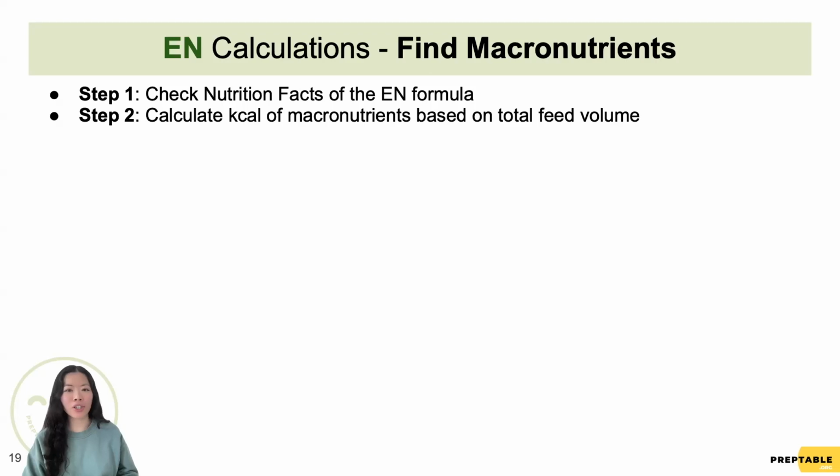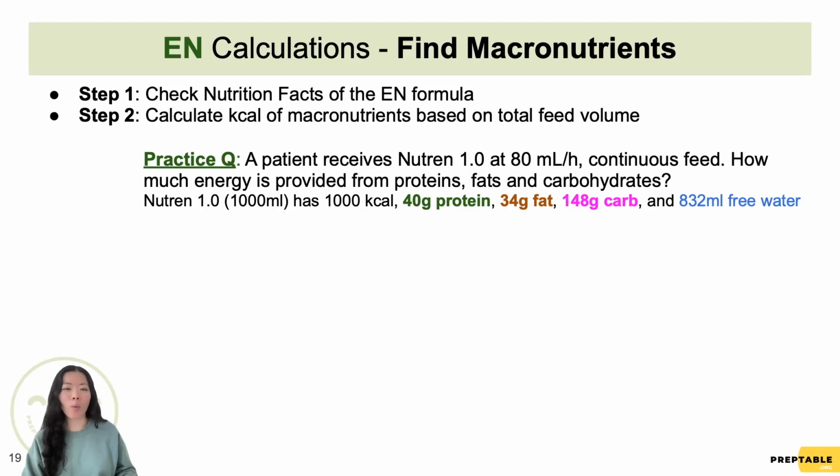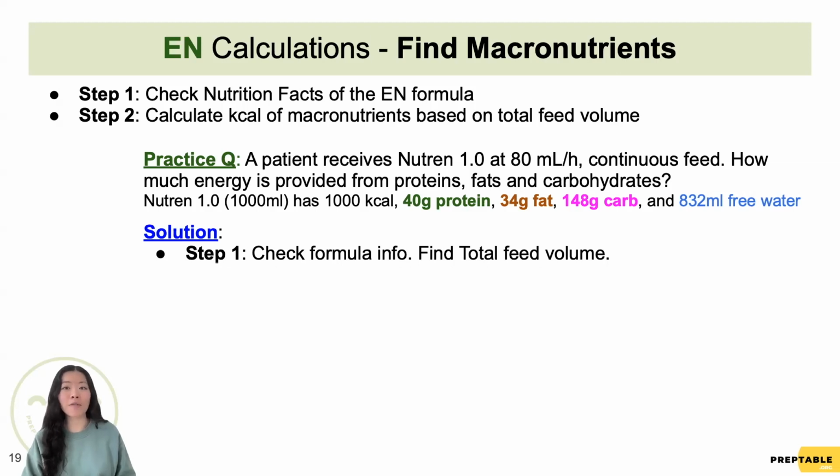All right, let's go over how to calculate macronutrients. First of all, if the question gives you a specific formula for the EN, the nutrition facts of this formula should also be provided. So checking this information will be your step 1. Then you can calculate the kcal of macronutrients based on the total feed volume. Let's do a practice question together. A patient received Nutren 1.0 at 80 milliliter per hour and is on continuous feeding. How much energy is provided from proteins, fats, and carbohydrates? To solve this question, we need to first locate the nutrition facts of this formula.